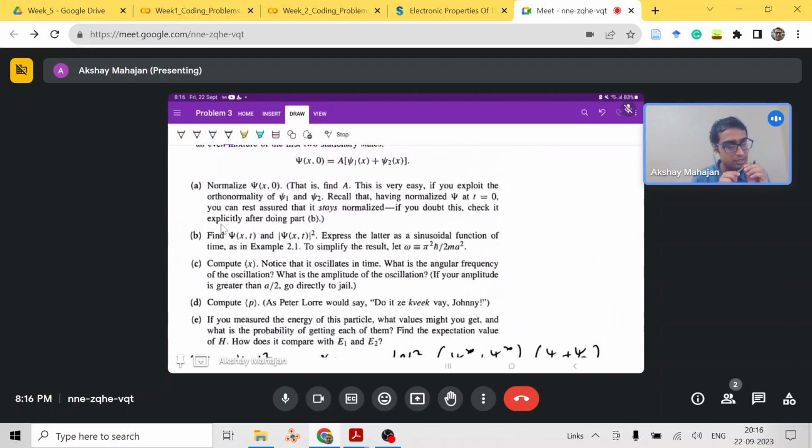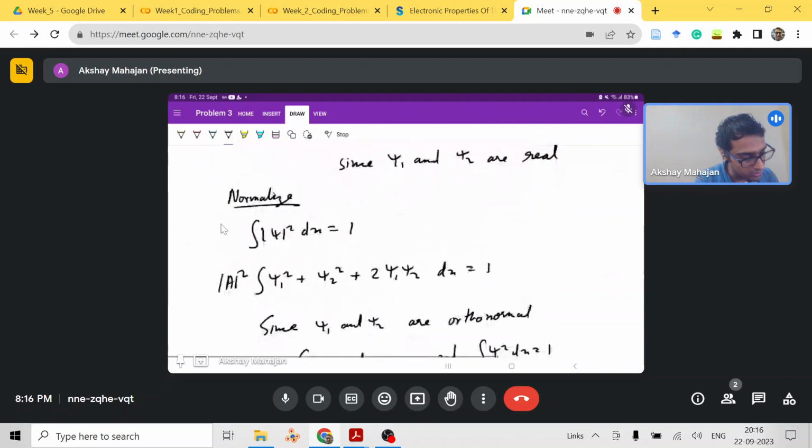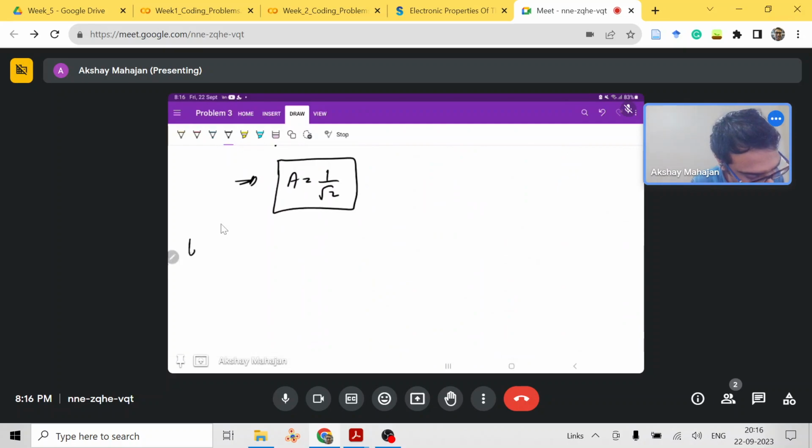Now in part B, it is asking us to find psi of x comma t and the probability density, mod of psi of x comma t whole squared, and to express the latter as a sinusoidal function of time. We are given that we can consider omega as pi squared h cross upon 2 m a squared. Alright, so let's solve for part B. We have to find psi of x comma t and the probability density as well.